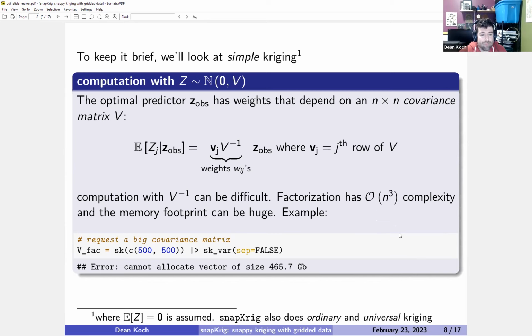Here's an example where I'm trying to copy the covariance matrix for a 500 by 500 grid, just an example with some example parameters. And I get this error from R that says it's trying to write a vector of size 400 gigabytes. This has always been surprising to me. It doesn't seem like that's a big problem, but it is. We can't create this matrix in computer memory, so we need some other way of evaluating this predictor equation.